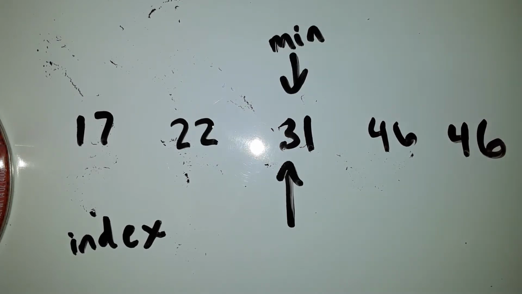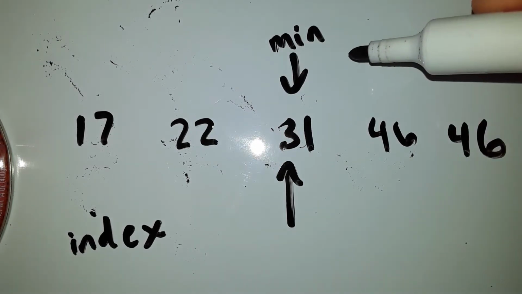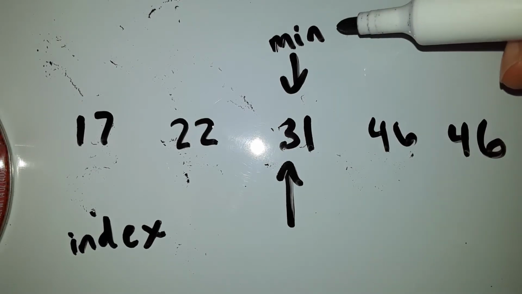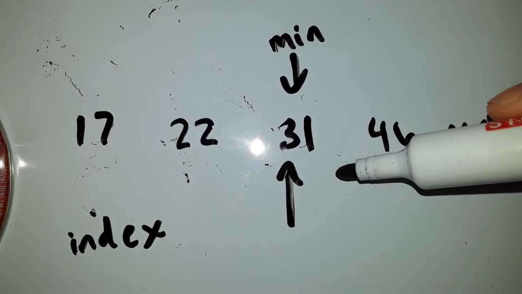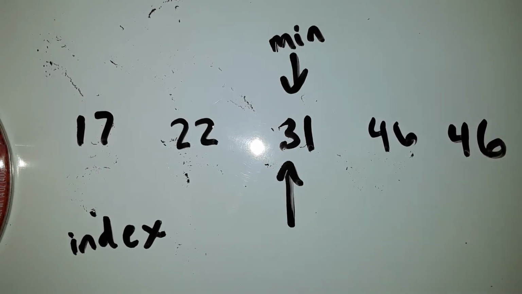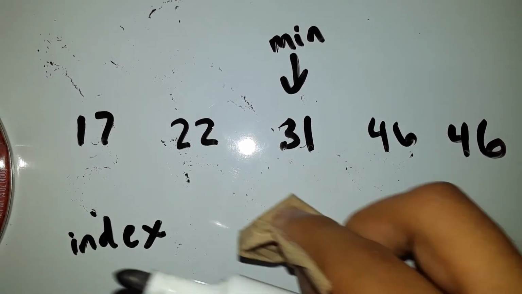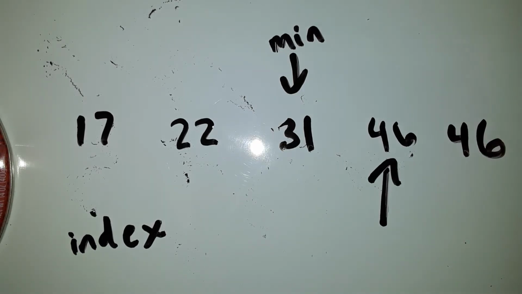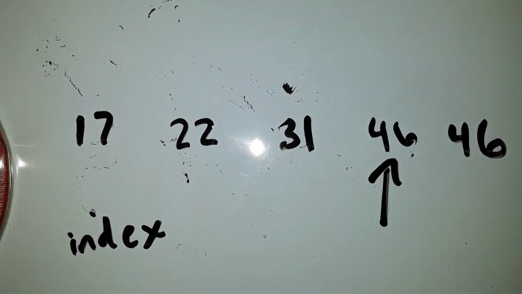Okay, now we check. Is 46 less than our current minimum value? It's not. Is 46 less than our current minimum value? It's not. So index and min are now pointing to the same thing, which means there is no swap. 31 is in its correct place. So then we update the index, and then the min gets reset as well.